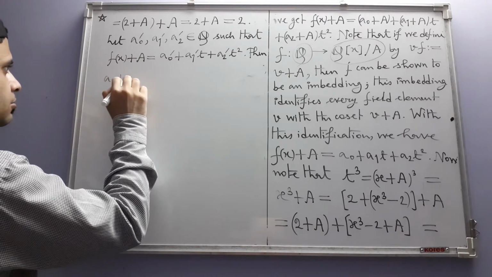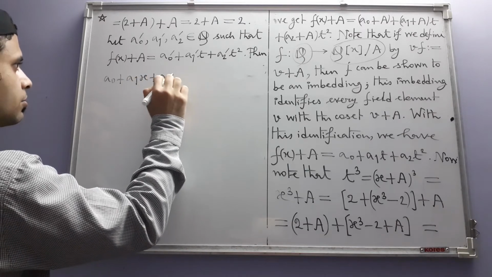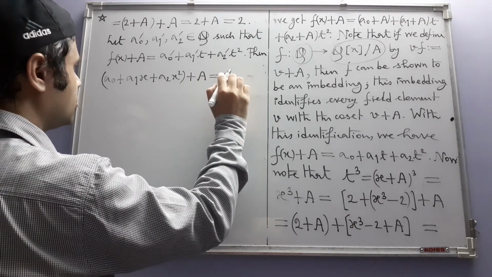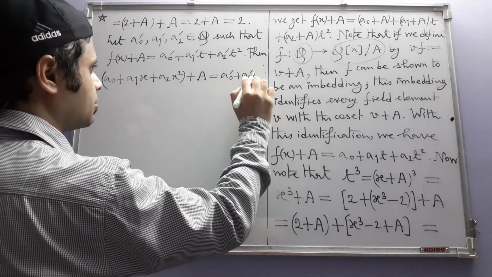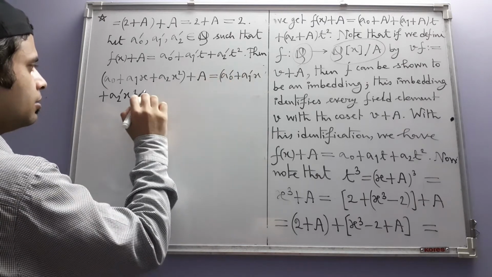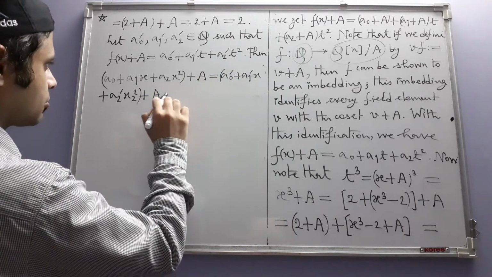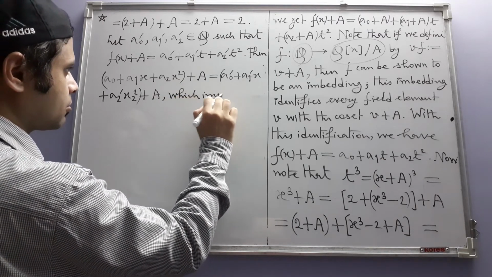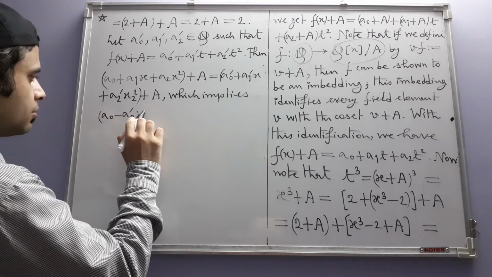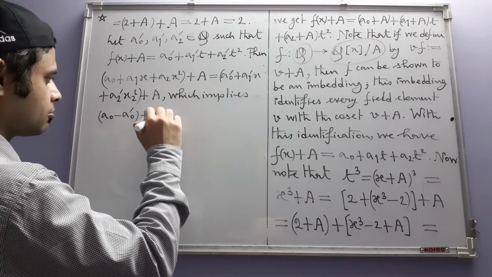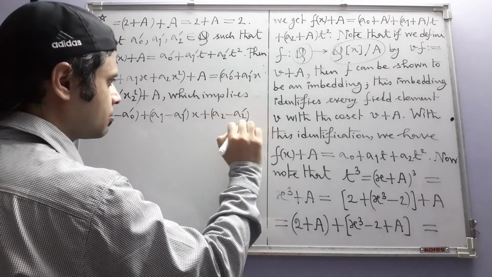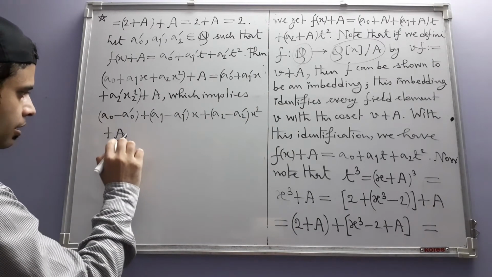a naught plus a1x plus a2x square plus A is equal to a naught prime plus a1 prime x plus a2 prime x square plus A. Which implies a naught minus a naught prime plus this plus A is equal to A.